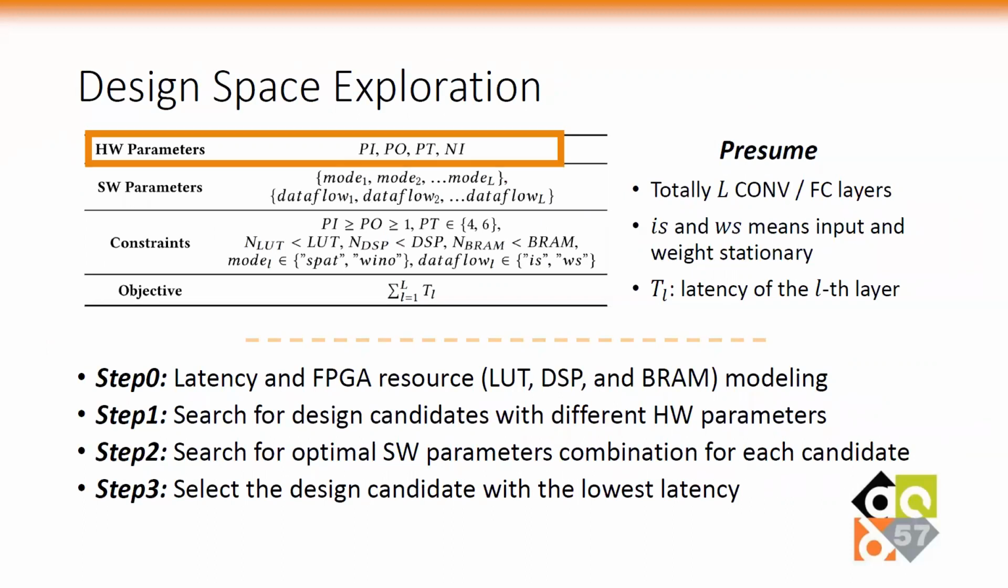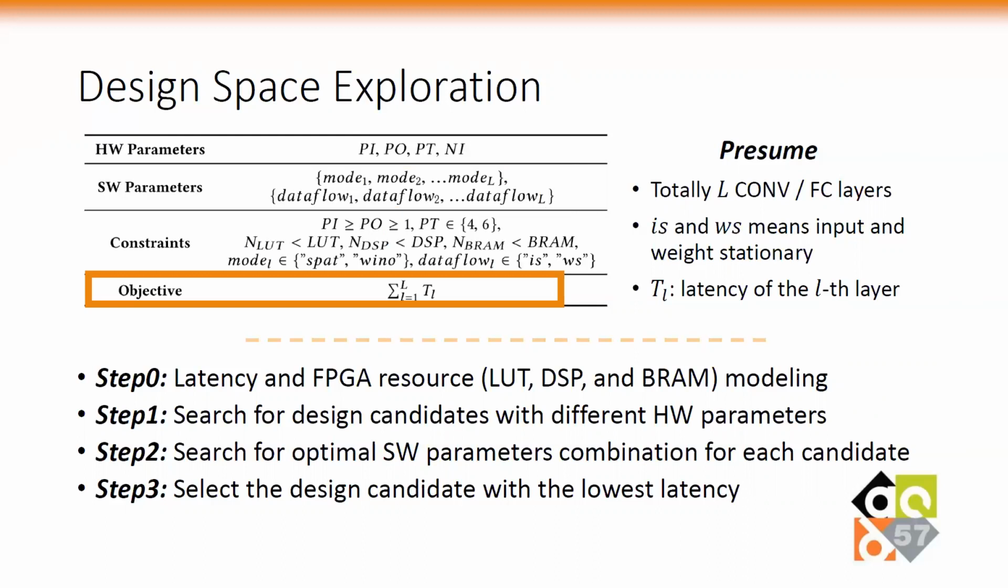For hardware parameters, we have four parallel factors: PI, PO, PT, and NI. And for software parameters, for each DNN layer, we can select between two convolution modes and two different dataflow strategies: input stationary and weight stationary. With all of these tunable parameters, the objective of DSE is the overall latency of the targeted DNN model.